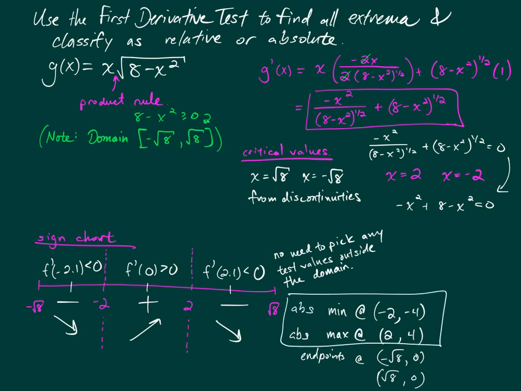So this was a little bit different. We had to use the extreme value theorem, and we could use the extreme value theorem because we had a closed interval for the original function.